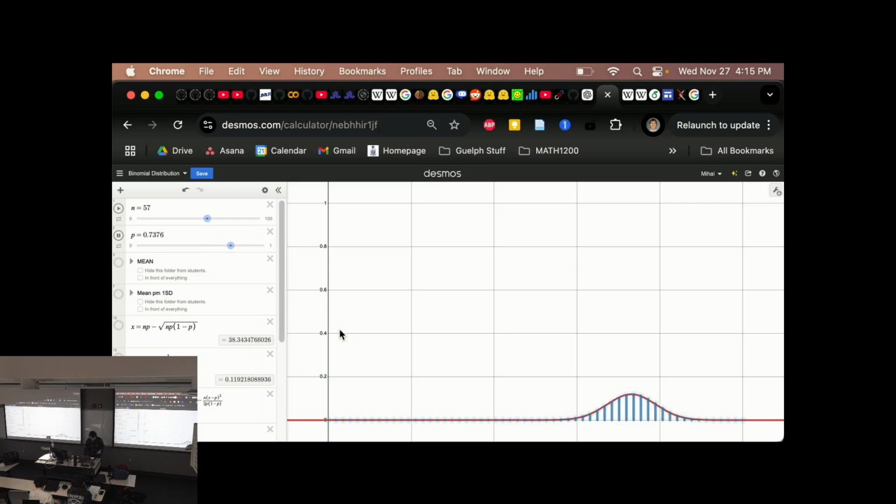I'm going to, in a second, vary the n value. And I want you to notice what happens when I vary the n value. But before I do that, any questions on what this is showing? Make sense? So let's vary the n value.